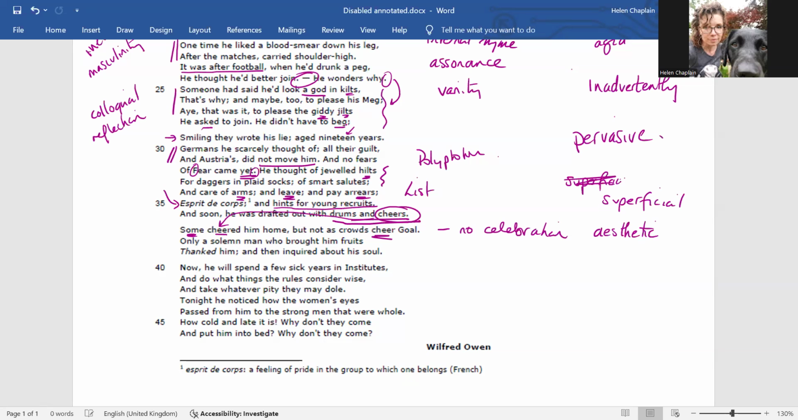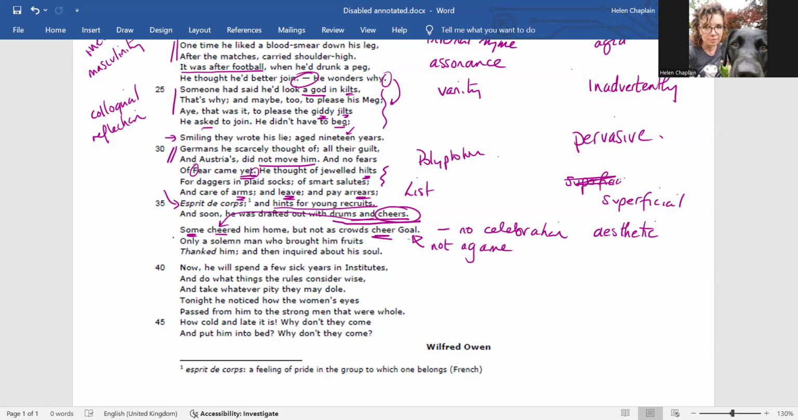Some, not all, there are some people who are happy to have him home, some people who go out to mark the return of the injured soldiers, but this is not this kind of game. It's very much not a game coming home. These are not the returning sporting heroes that you would see touted through the streets. He actually gets a solemn man who brought him fruits, thanked him, and then inquired about his soul.